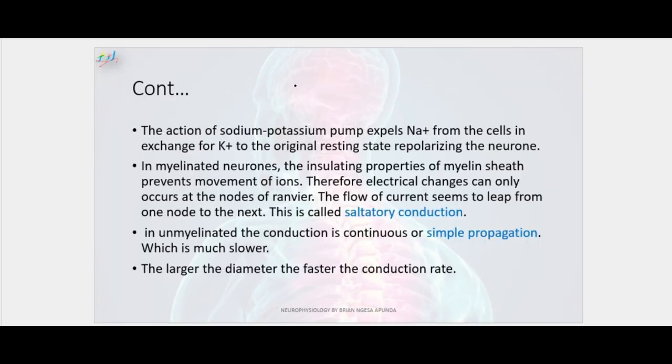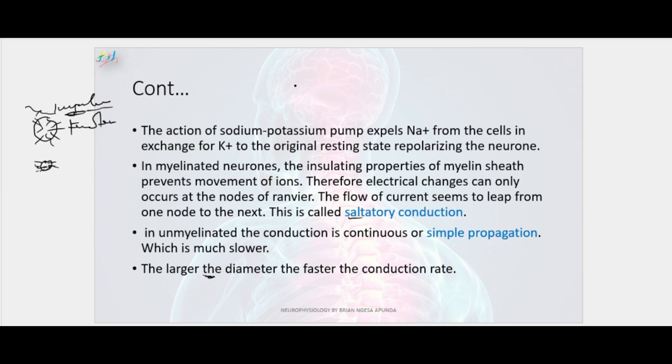So we are having two types of conduction, the saltatory and the simple propagation. We've said that the simple is likely to be slower, the saltatory is likely to be much faster, and then another parameter apart from myelinated or not is that the diameter of the neurons also matters. A larger neuron is likely to be much faster than a smaller one. This is because it offers a wide surface area for impulse transfer or propagation rather than the small.